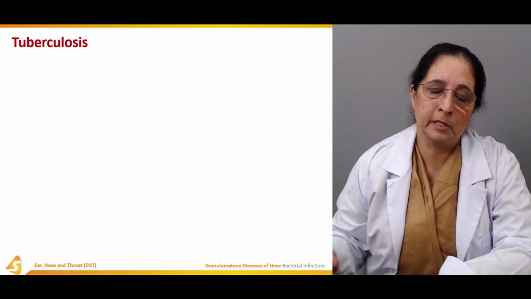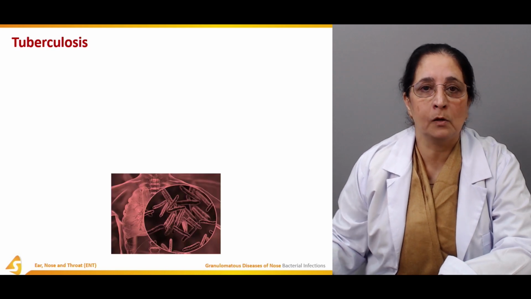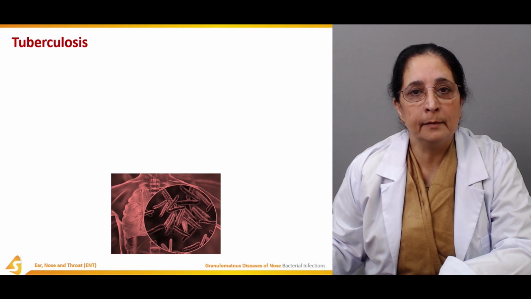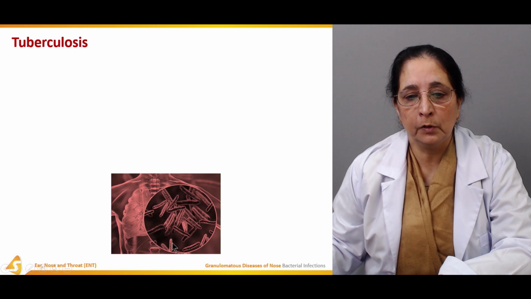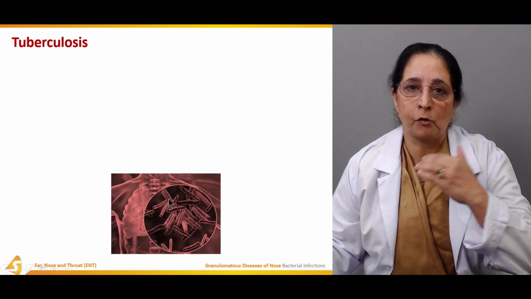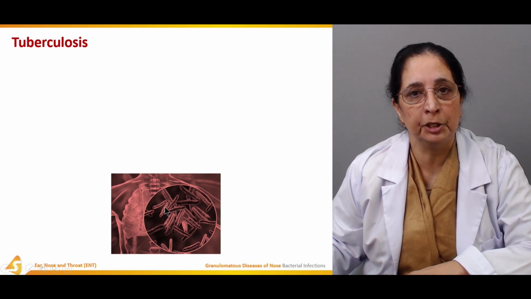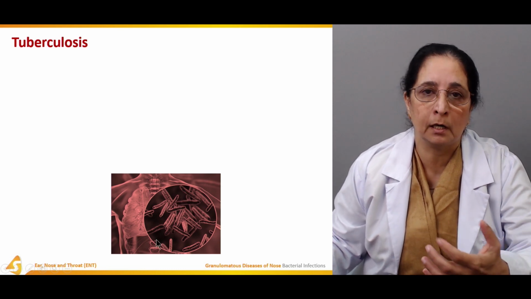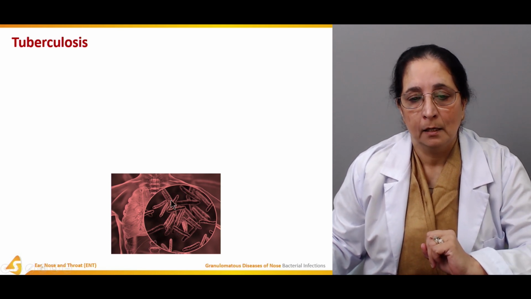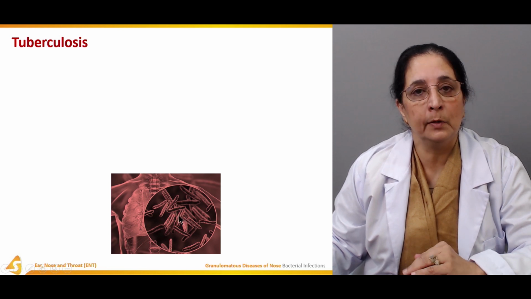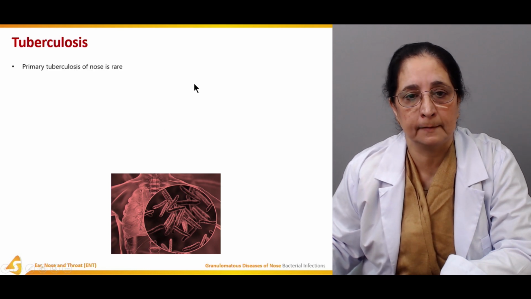First, tuberculosis, which is a bacterial infection. Tuberculosis is caused by the tubercle bacillus, Mycobacterium tuberculosis. Tubercle bacilli are rod-shaped organisms, not the round-shaped, which are cocci. Cocci are round-shaped, bacilli are rod-shaped. So the tubercle bacillus is the causative organism of tuberculosis.